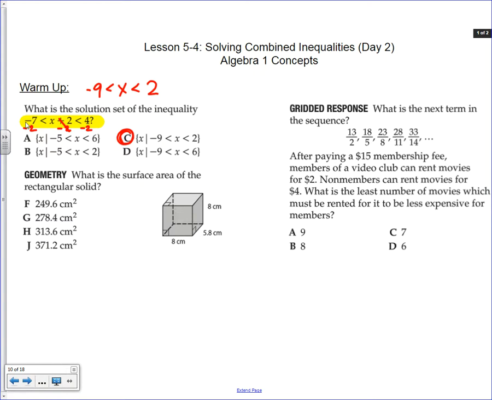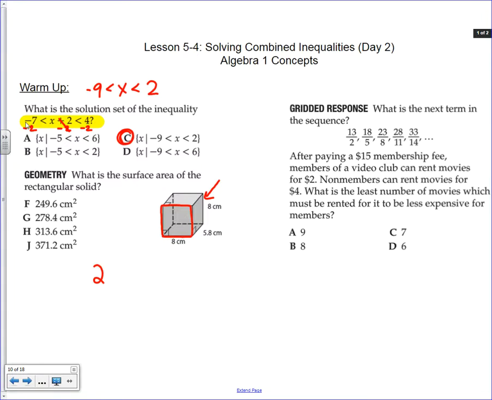Let's go down below that, the geometry problem. What is the surface area of the rectangular solid? If you look at that thing, basically it's a cube. I want the surface area of that. That would mean if I wanted to wrap this thing in wrapping paper, how much wrapping paper would I need? Well, if you look at this cube, you can see all of the different sides. Now, when you're looking at this cube, I hope you recognize that that front square or rectangle is the same as the back square or rectangle. So I will have 2 of those.